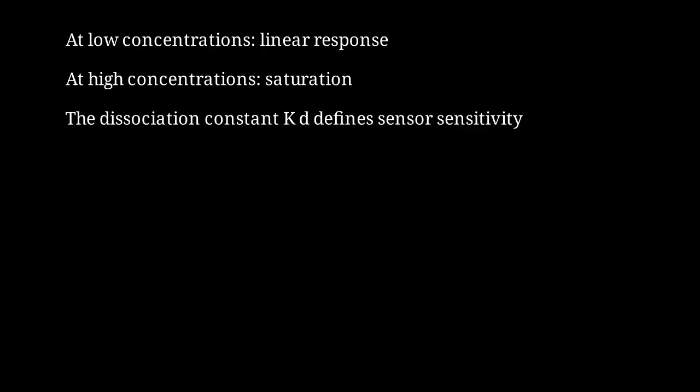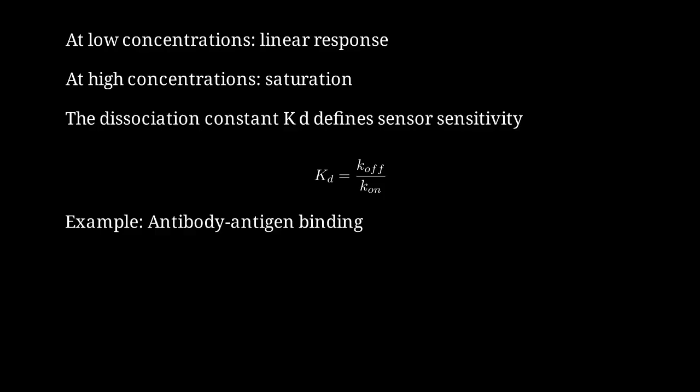The dissociation constant Kd, which is 1 over K, defines the sensor sensitivity. Lower Kd means tighter binding and better sensitivity. Kd equals Koff over Kon, where Koff is the dissociation rate constant and Kon is the association rate constant. For antibody-antigen binding, typical Kd values range from nanomolar to picomolar, indicating very tight binding. A Kd of 10^-9 molar means the sensor reaches half saturation at 1 nanomolar concentration. This defines the optimal working range.